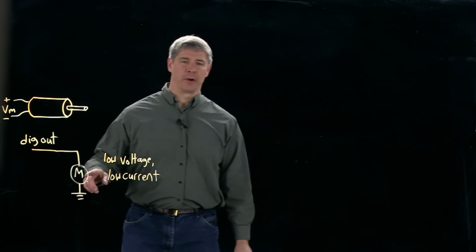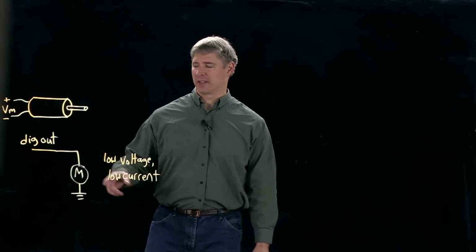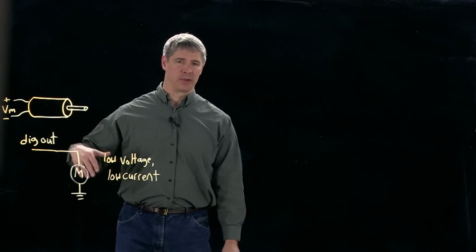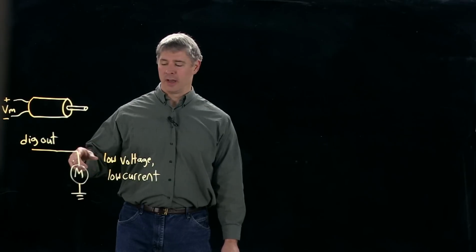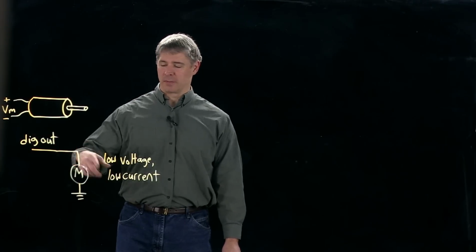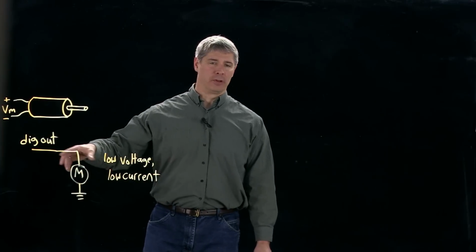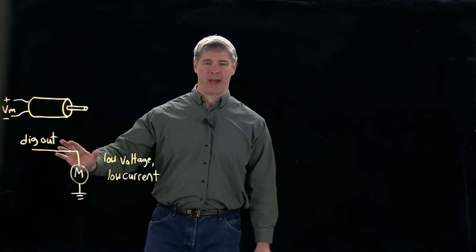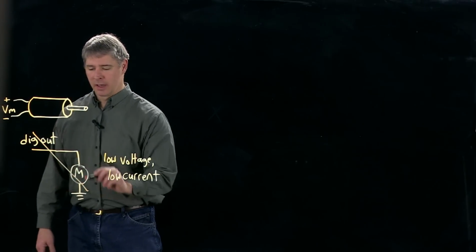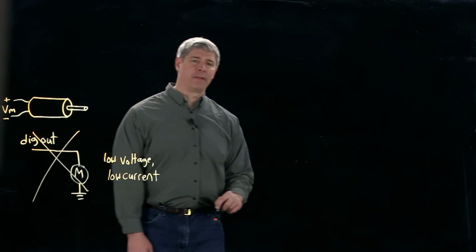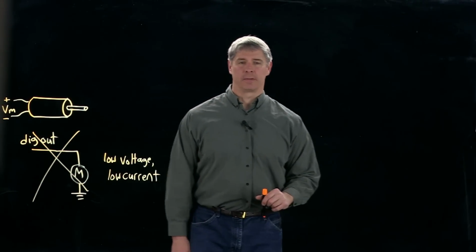So for example, if the motor has 1 ohm of resistance and the digital output is trying to swing between 0 and 3.3 volts, then when it's at 3.3 volts, the motor is going to be asking for 3.3 amps. And of course, the digital output will only be capable of milliamps. So this is a bad idea. We don't want to do this. We need some way of amplifying the output from the microcontroller.